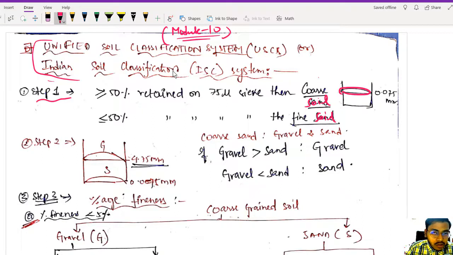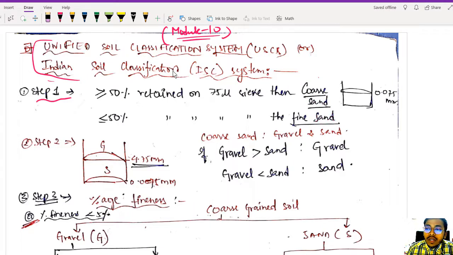Now take this 75 micron sieve and do the sieve analysis for the soil sample, whichever you have. If more than 50% of particles are retained on this, what does that mean? You have more coarse grain soil compared to fine grain soil, so we will consider this as coarse grain only. Common sense. Similarly, if more than 50% has passed through the sieve, then we will call it fine grain soil. If more than 50% is passing, we will classify it as fine grain soil. This is the first classification.